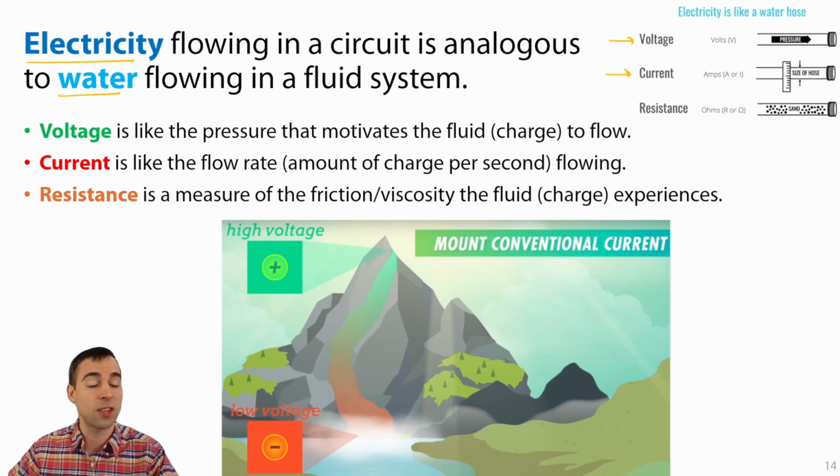The current is like the flow rate, the amount of actual fluid passing through a system, and the resistance is like the viscosity or the friction that would be felt. It's like the debris in the way that prevents the fluid from flowing through the system.